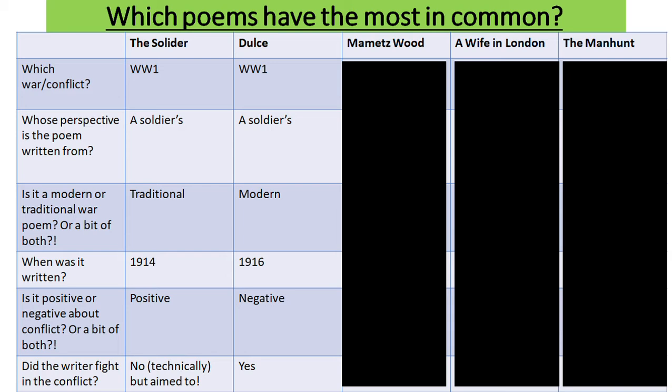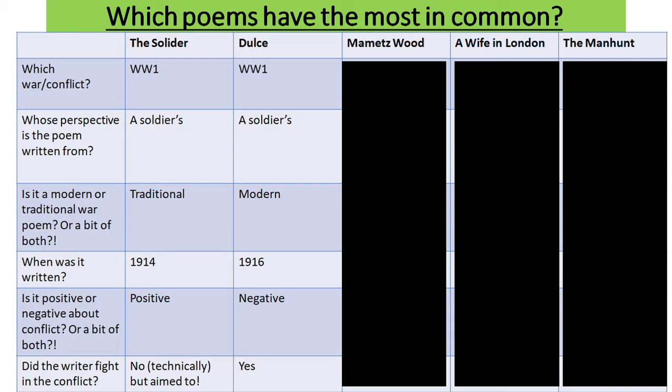It's definitely negative. I think it's probably the most negative poem out of the five, and absolutely the writer fought in the conflict. He was right there on the front line, wasn't he? If you remember that really sad story, well, it's not a story because it's true, a true story I should say, of him dying very close to the end of the war. He was shot by a sniper, wasn't he?